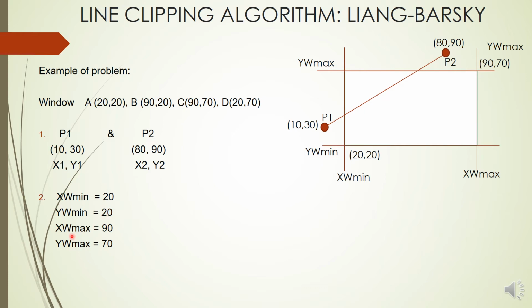XW max is 90. And then YW max is 70. So you get all the information here: XW min, YW min, XW max, YW max. Okay, so let's see the next step in the next slide.